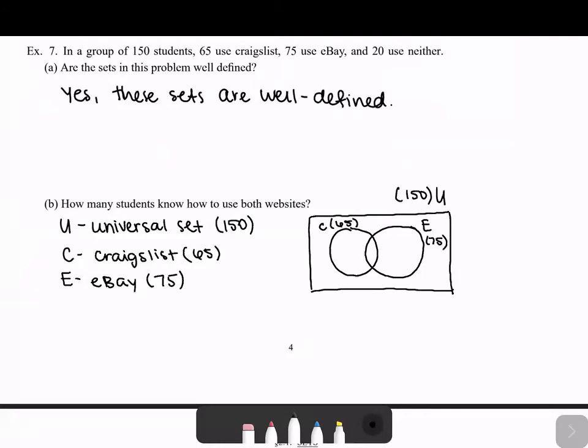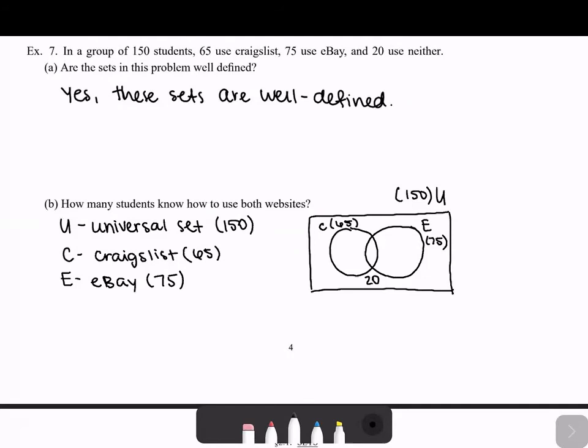So I'm not going to put these numbers in the circle because I don't know where they go, right? I don't know how many of the 65 are here, and I don't know how many of the 65 are here in the middle. So I'm just going to leave those blank for now. But I do know that 20 of our students use neither of these services, and they are out here, right? So the 20 students who don't use Craigslist and also don't use eBay are out there.